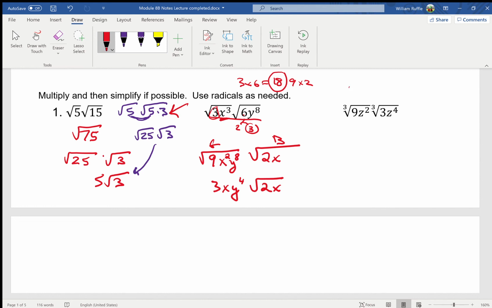Now, if you notice, we have the same index, so we're okay on this. So we can do this. So this time, I'm looking at 9 times 3. Well, that is 27, so I know that is a perfect cube. How about z squared times z to the 4th? Well, that's z to the 6th. Is 6 a multiple of 3? Well, yes, it is. Oh, hey, this is a great question. They're both perfect cubes. So I just go cube root of 27 is 3. 6 divided by 3 is z squared.